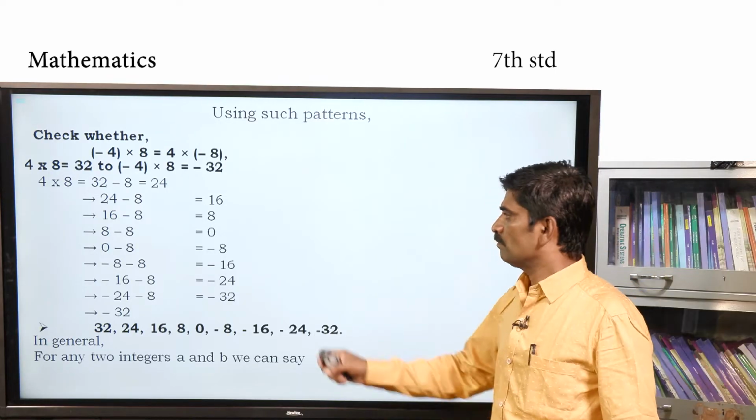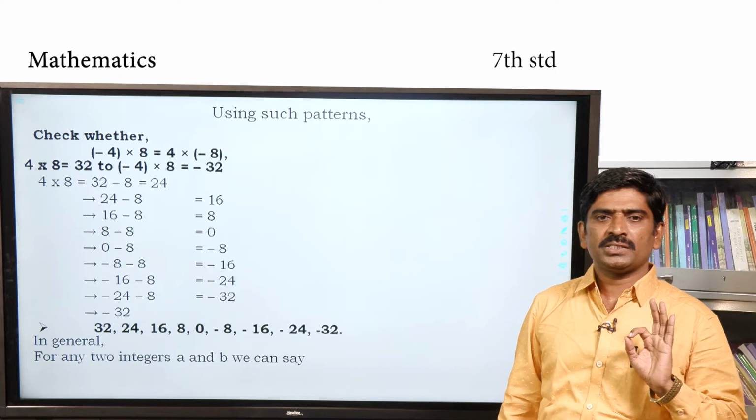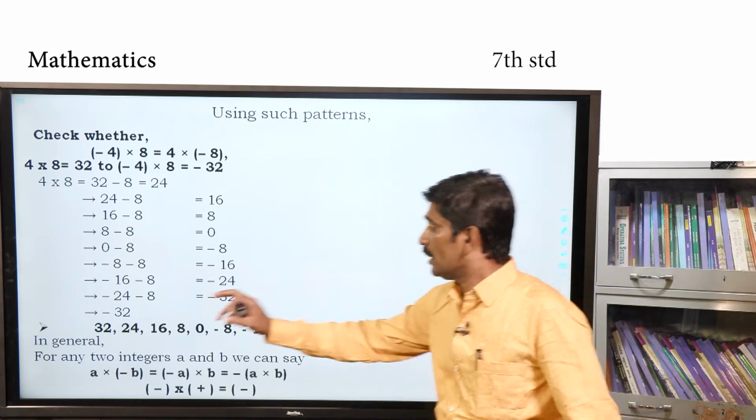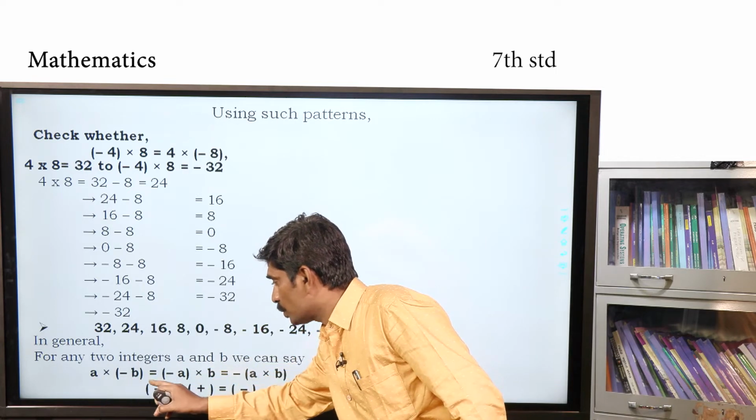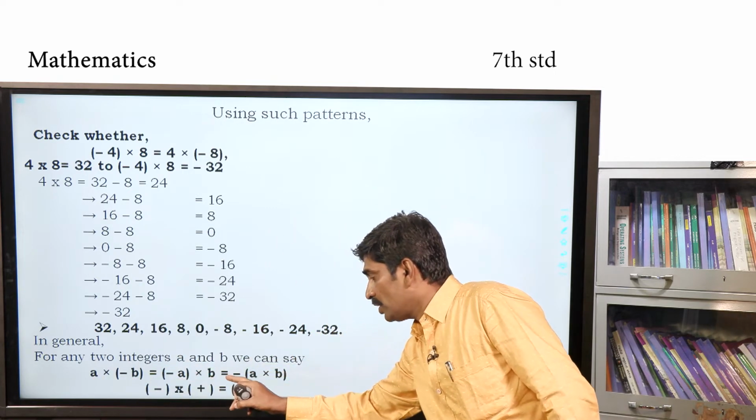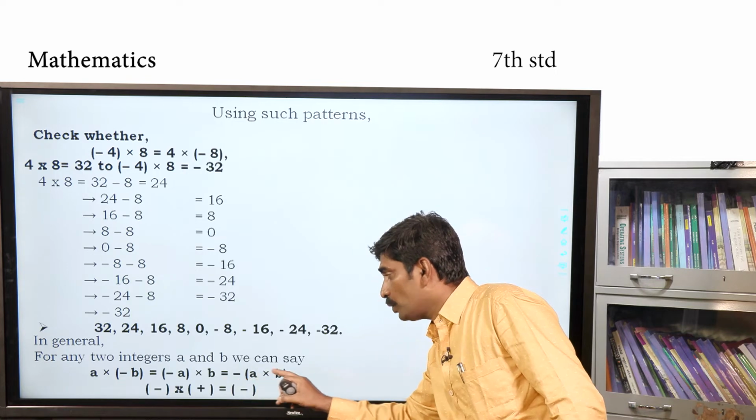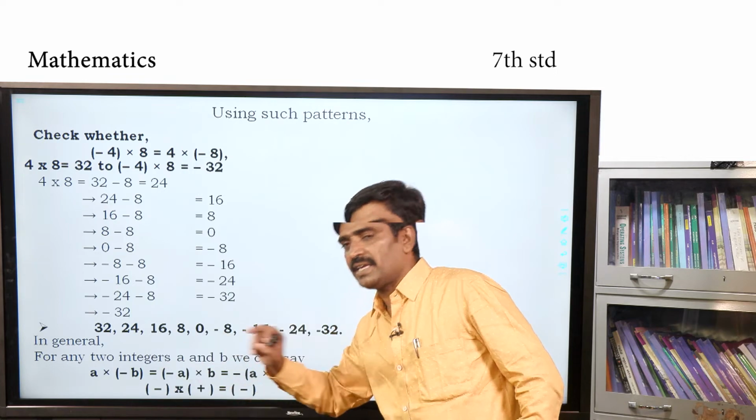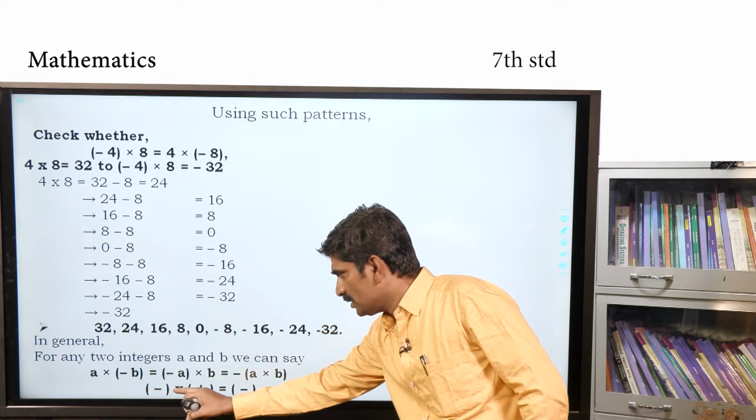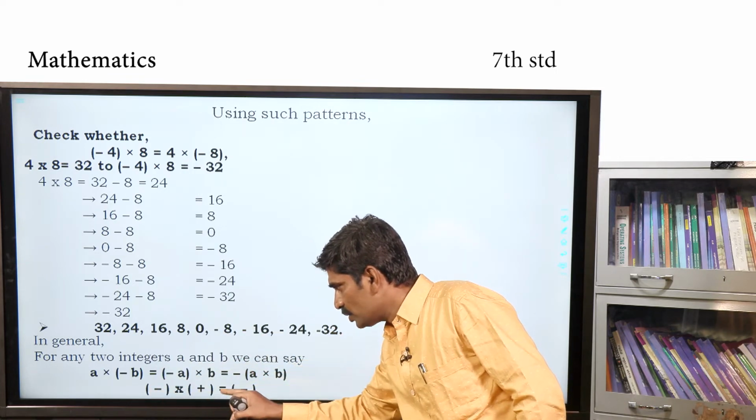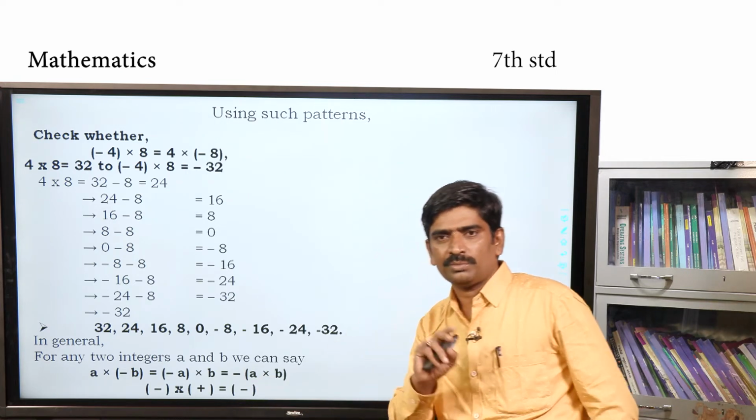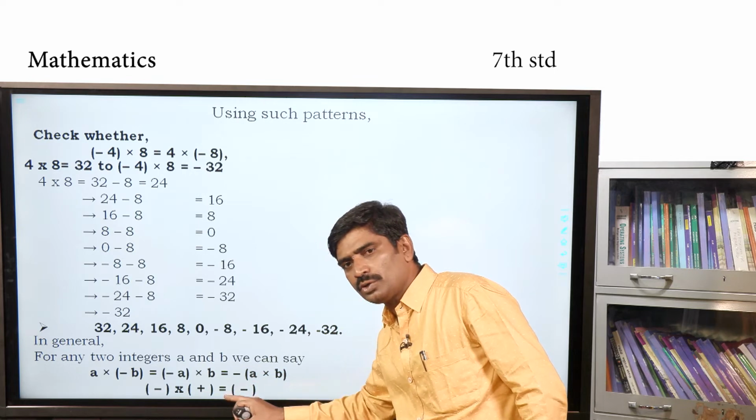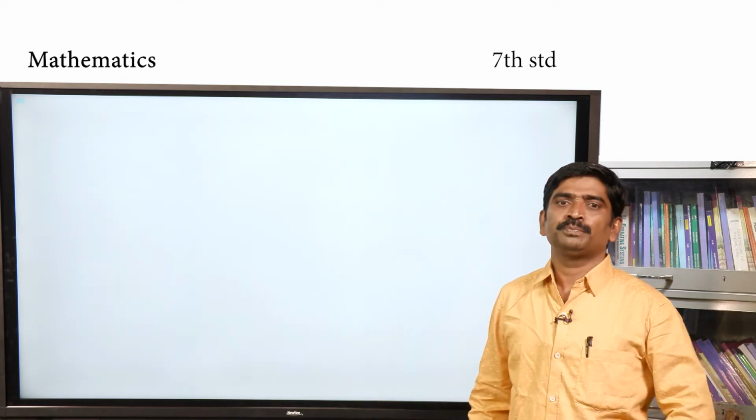In general, for any two integers a and b, can we say that a into minus b is equal to minus a into b, that is equal to minus of a into b. The minus is before the product. In general, in signs, minus into plus is equal to minus. A negative integer into a positive integer is equal to a negative integer. Very good.